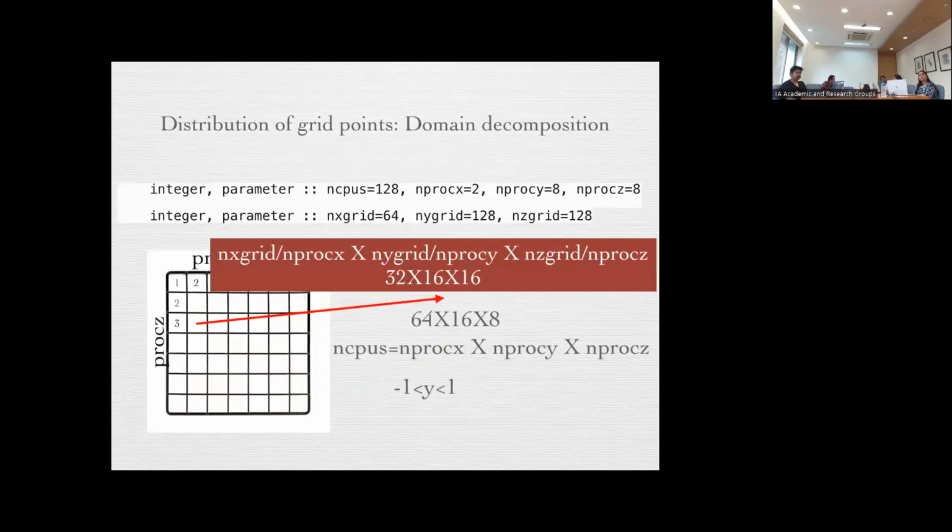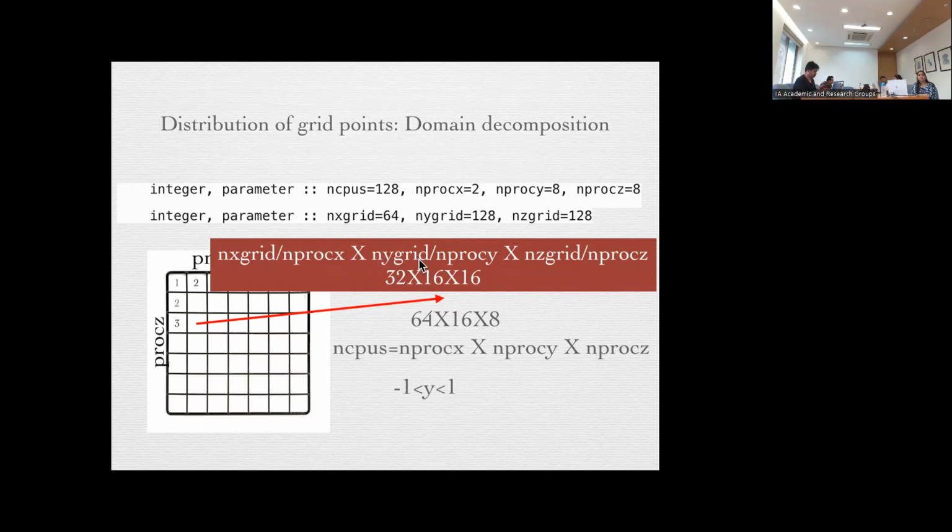So here I again give an example of how to set this cparam.local. So suppose you have n CPUs and you distribute it likewise. Okay, so you have these grid points first. So 64 grids in X, 128 each in Y and Z direction. You have to make sure that nxgrid is divisible by nprocx. Suppose you had nprocx of 3, then you won't be able to distribute your grid points properly in the number of processors in the X direction, right? So you have to make sure that nxgrid by nprocx gives you an integer number.